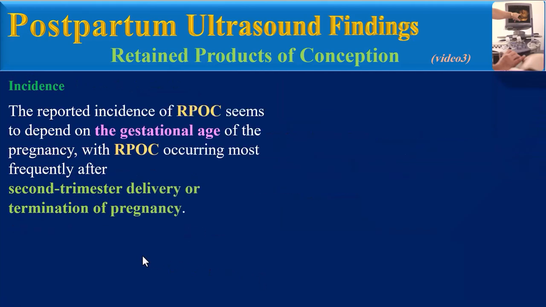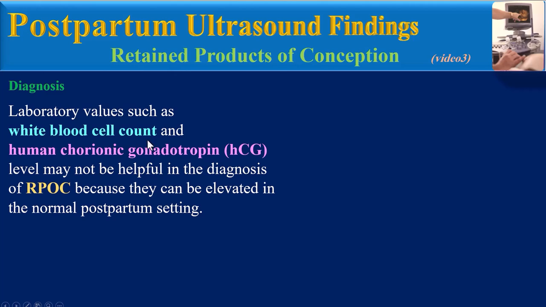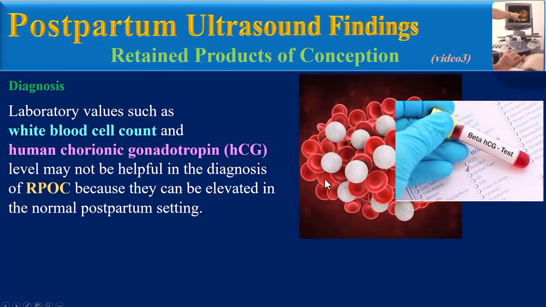Incidence. The reported incidence of RPOC seems to depend on the gestational age of the pregnancy, with RPOC occurring most frequently after second trimester delivery or termination of pregnancy. Laboratory values such as white blood cell count and human chorionic gonadotropin level may not be helpful in the diagnosis of RPOC because they can be elevated in the normal postpartum setting.